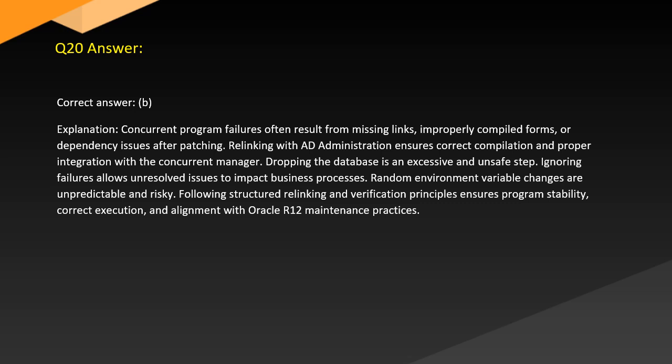Answer. Correct answer: B. Explanation. Concurrent program failures often result from missing links, improperly compiled forms, or dependency issues after patching. Relinking with adadmin ensures correct compilation and proper integration with the concurrent manager. Dropping the database is an excessive and unsafe step. Ignoring failures allows unresolved issues to impact business processes. Random environment variable changes are unpredictable and risky. Following structured relinking and verification principles ensures program stability, correct execution, and alignment with Oracle maintenance practices.